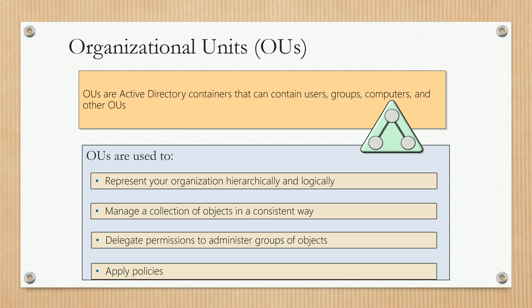A group is basically when you add multiple users and want to group them, or you want to create groups for users, computers and so on. So you can create an OU, which is called an organizational unit. Why are we using the OU? To represent your organization hierarchy logically, manage a collection of objects in a consistent way, delegate permissions to an administrator group for the objects, and apply policies. That's why we use the OU.